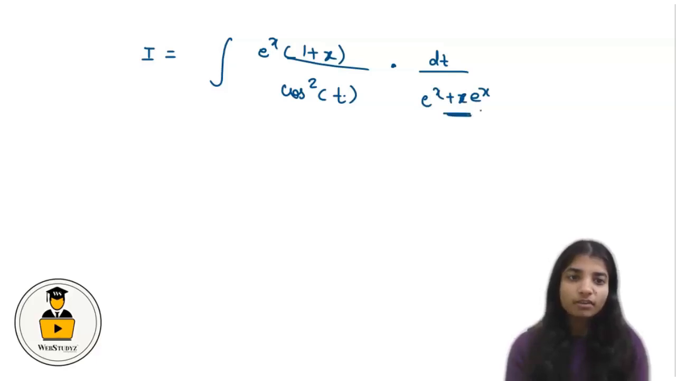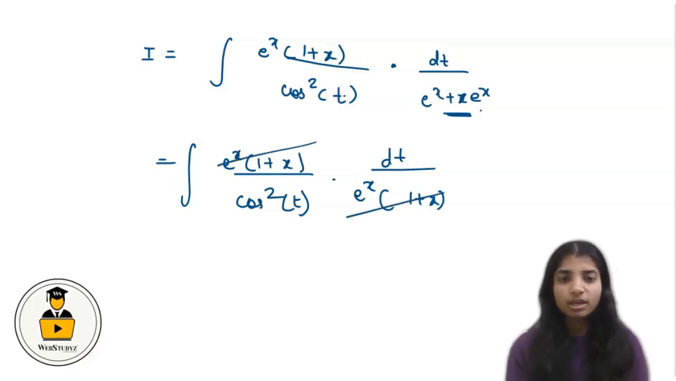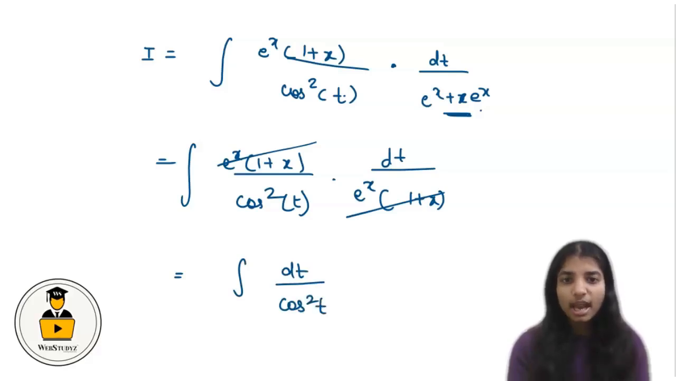From the denominator we can take e raised to the power x common, so this becomes e raised to the power x multiplied by (1 plus x) divided by the cos square of t, multiplied by dt, divided by e raised to the power x multiplied by (1 plus x), since taking e raised to the power x common we are only left with 1 plus x inside the bracket. So e raised to the power x multiplied by (1 plus x) cancels in both the numerator and denominator. We are only left with the integral of dt divided by the cos square of t.